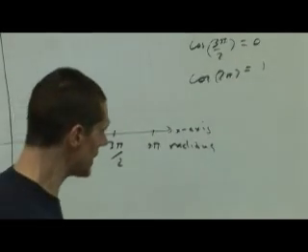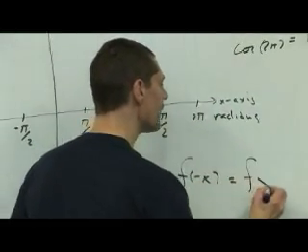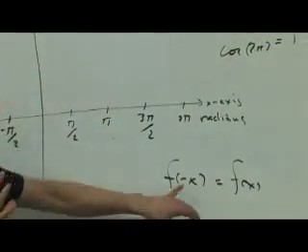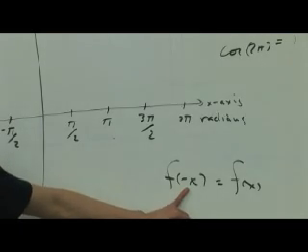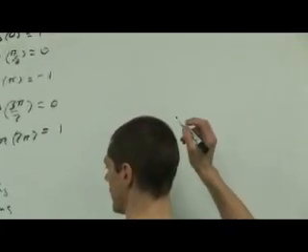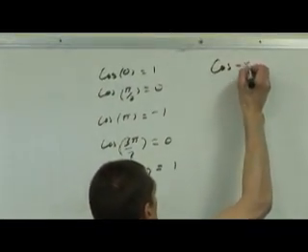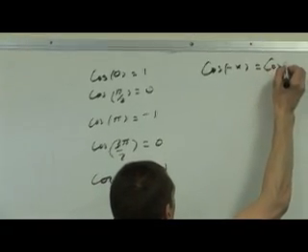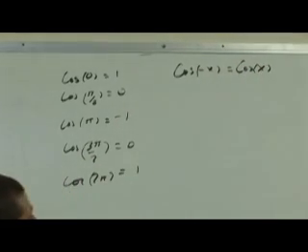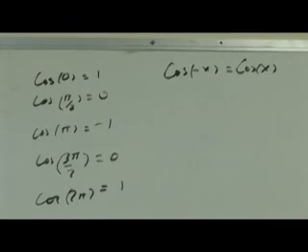Also, cosine is an even function. An even function is a function where f of minus x is equal to f of x. Basically, if you put a negative number inside, it will kill it off. It will be the same value. And let me put this up over here: cosine of minus x is equal to cosine x. I can show you a reasonable reason why this is true using the unit circle. You prove it in Cal 2.